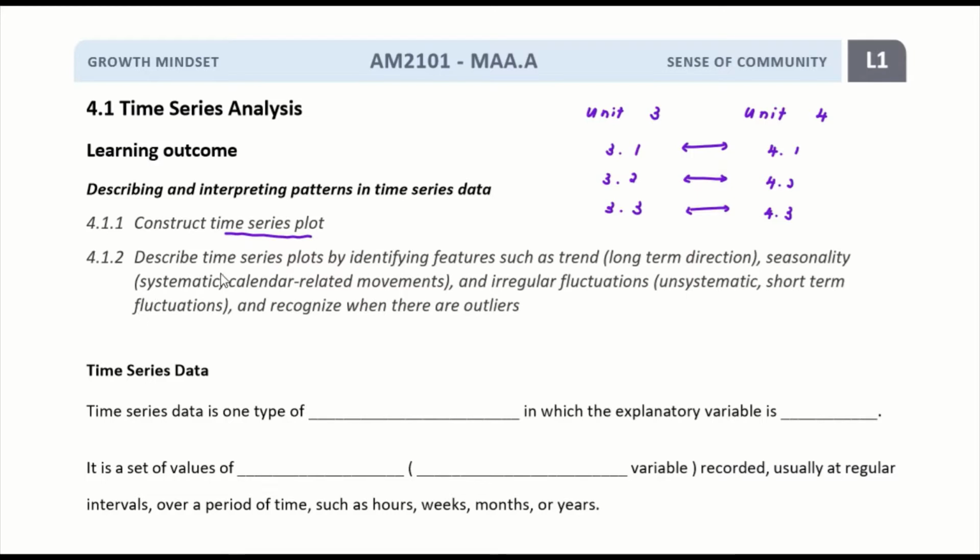The second one is how to describe the time series plot. By observing it, for example, in a scatter plot you have the strength, the direction, and also the form. For a time series plot, we are going to look at different things, such as what the trend is, what the seasonality is, and whether there are irregular fluctuations. For outliers, you already know this, so basically I'm going to cover these three parts today. All right, so let's start our lesson today.